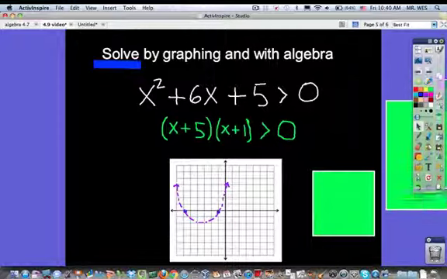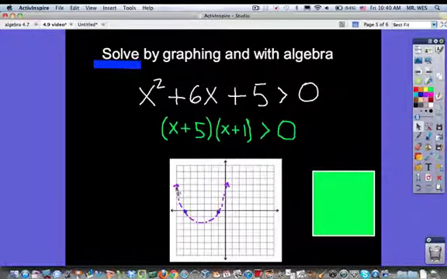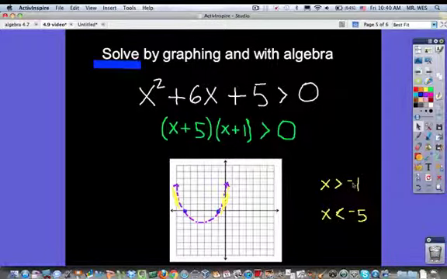Once we graph the function, we realize that it does go through negative 5 and negative 1. But it's when the function is greater than 0. When is the function greater than 0? The function is greater than 0 over here and over here. That way, we know that the answer is x can be greater than negative 1, or x can be less than negative 5, as you can see in the graph and from the algebra.